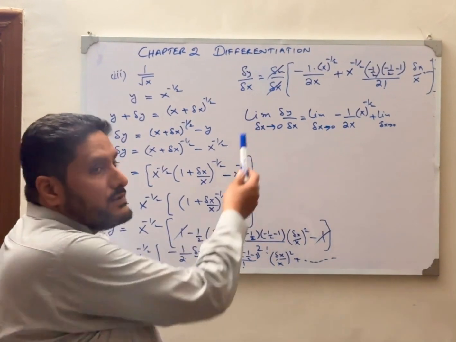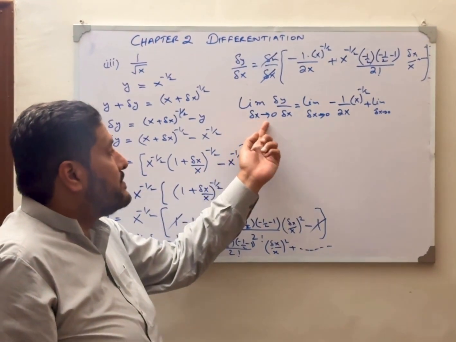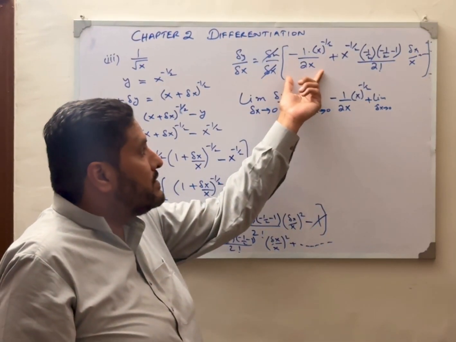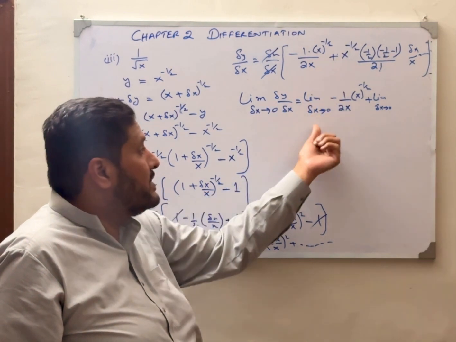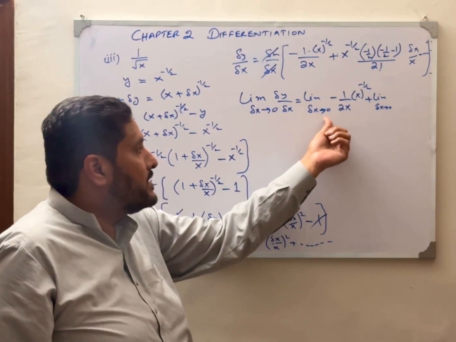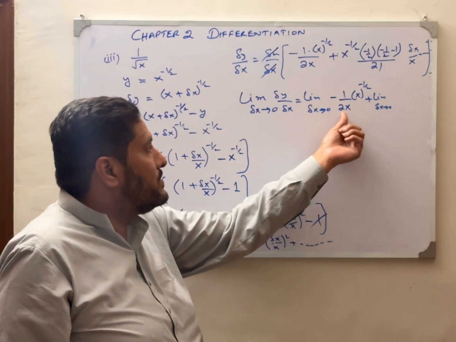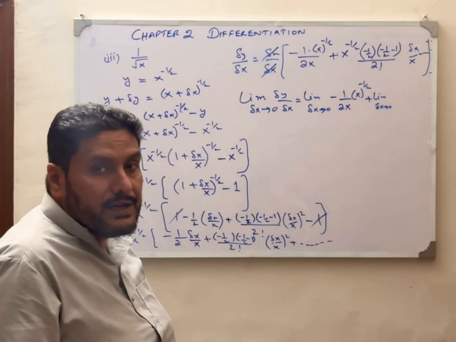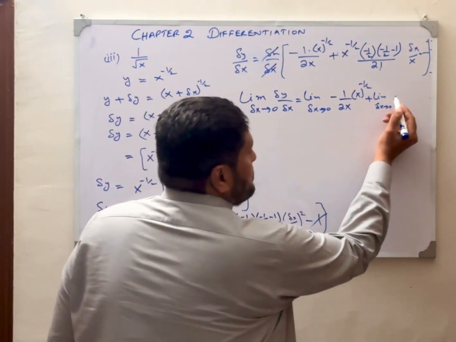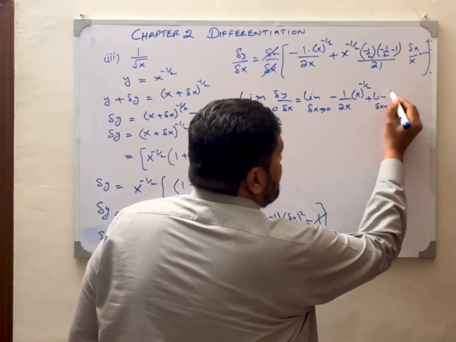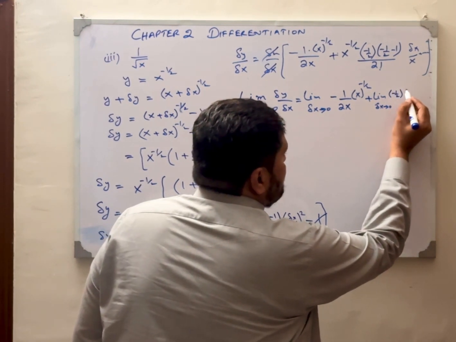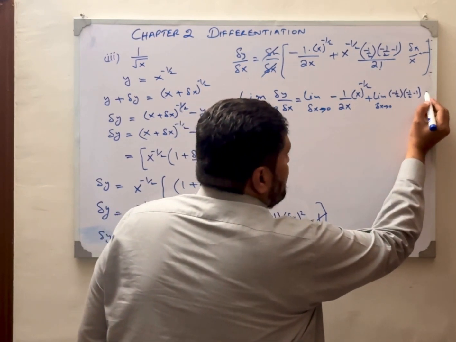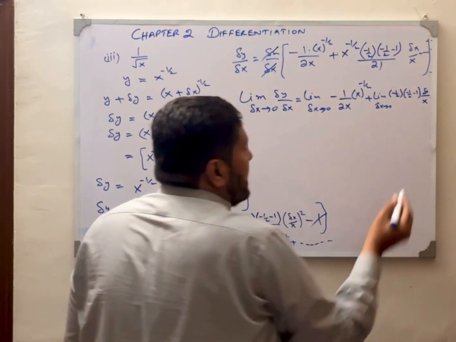Okay, by applying the limit on both sides, we have the limit as delta x approaches 0 of delta y by delta x. By applying the limit individually on these two expressions, the first expression is limit delta x tends to 0 of minus 1 by 2x into x power minus 1 by 2, and for the second expression, again applying the limit as delta x approaches 0, this whole term is minus 1 by 2 into minus 1 by 2 minus 1 into delta x whole divided by x.